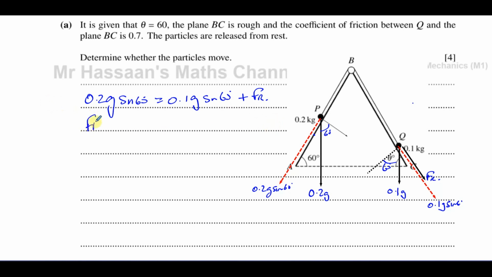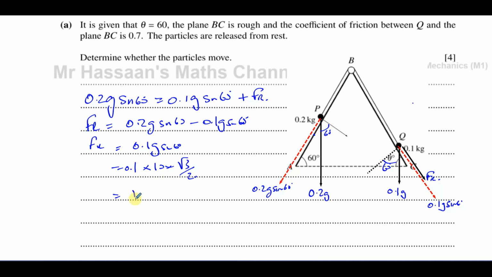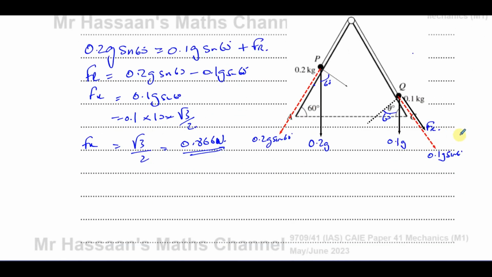So the frictional force therefore has to be 0.2 g sine 60 minus 0.1 g sine 60, which is basically 0.1 g sine 60, which is 0.1 times 10 times root 3 over 2, which gives you root 3 over 2. So the friction force has to be root 3 over 2, which is 0.866 newtons. That's the frictional force that we need. And then the rest is the same.